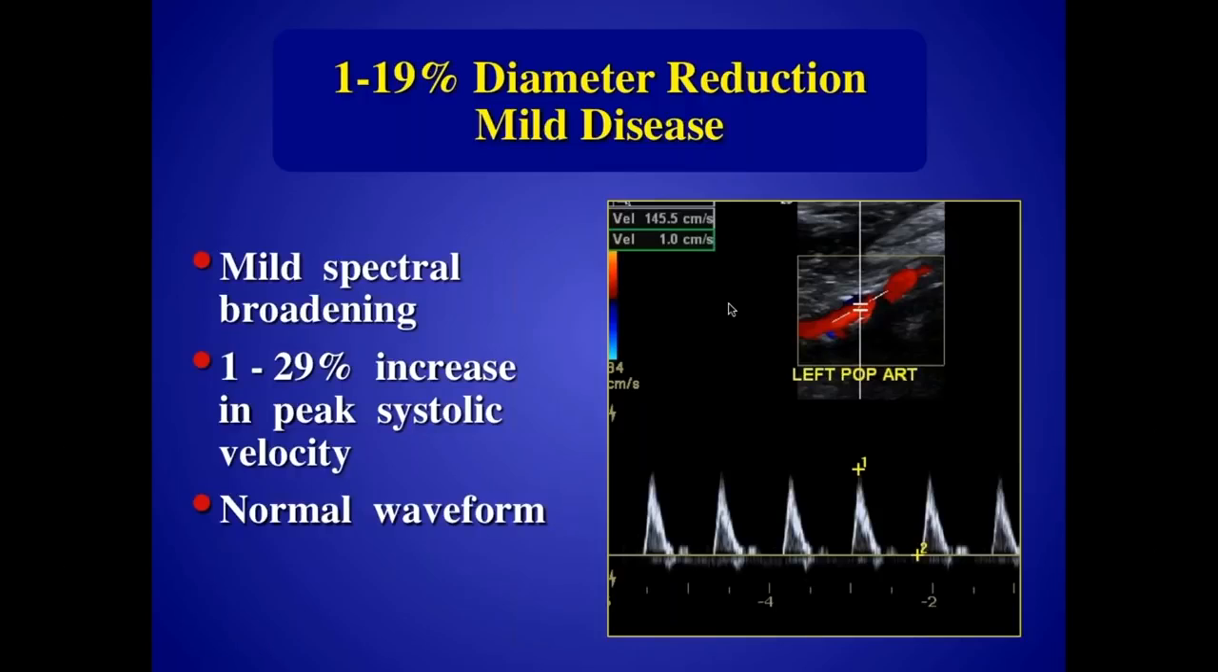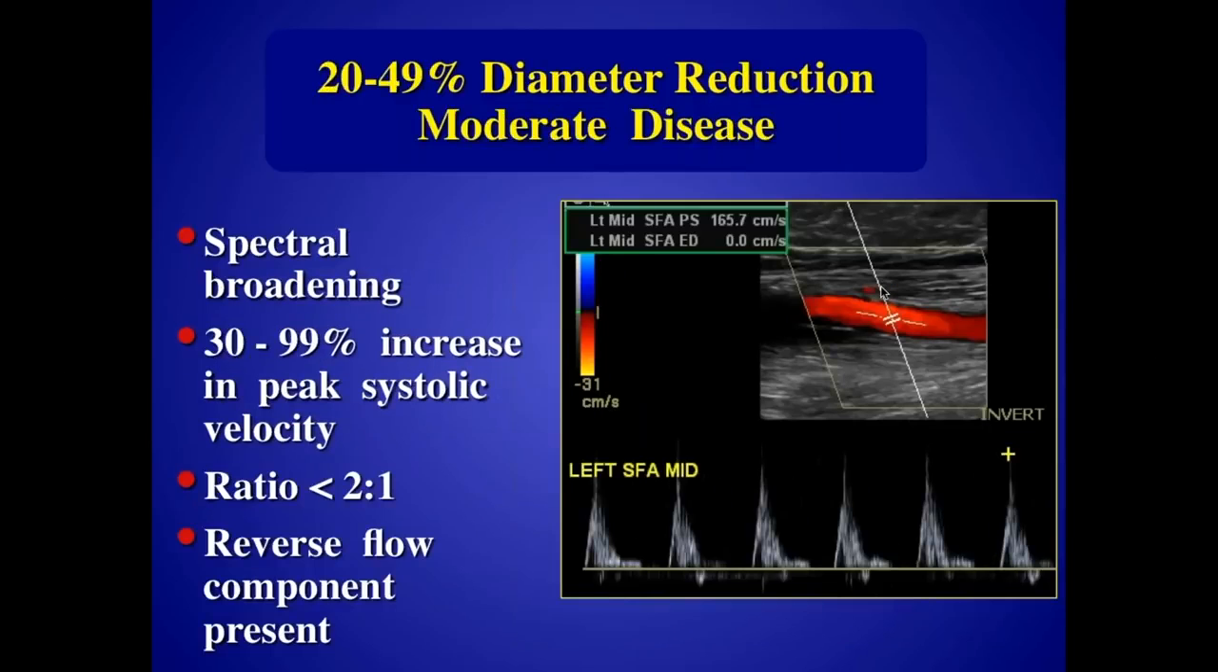Now, in order to grade the lesion, what we need to do is compare the velocity in the stenosis to the normal proximal segment. So when we do these studies and we find a lesion, we'll take the peak systolic velocity there, and then we're going to march the sample volume back into the normal segment, take a velocity measurement there, and see what the increase is. When the increase is up to 29% compared to the normal proximal segment, we say it's mild stenosis.